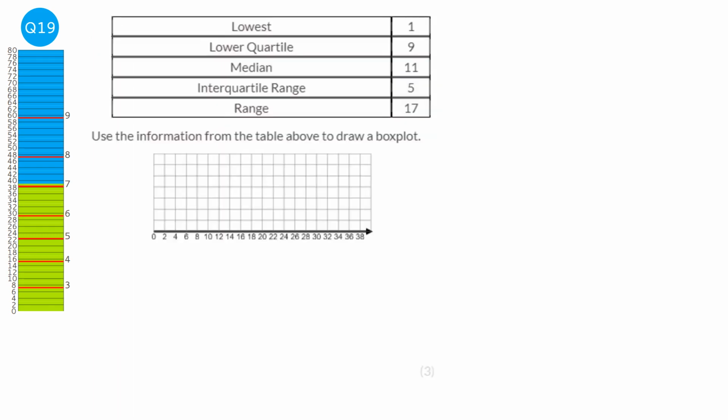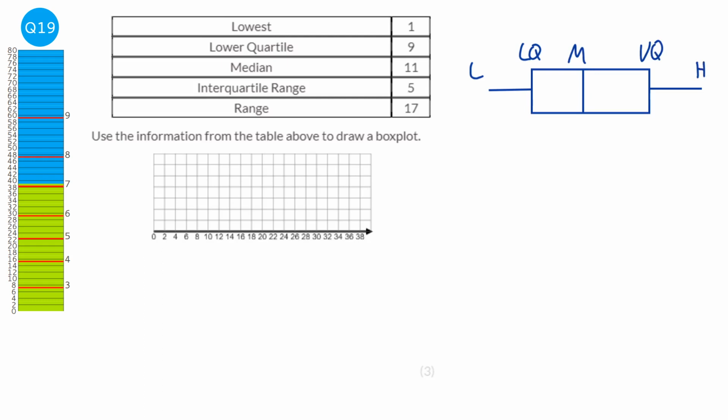A box plot starts with the lowest value, then it goes to the lower quartile. So we have the lowest value, then the lower quartile, and then we have the median, then the upper quartile, and then the highest value. So lowest value is at 1 on this one, and normally we just put a little line at the end here. So we're going to put a line at 1.